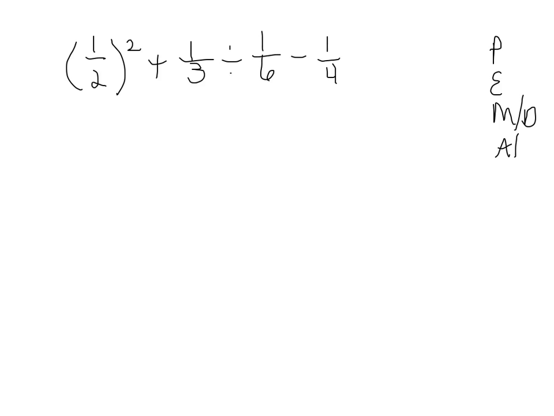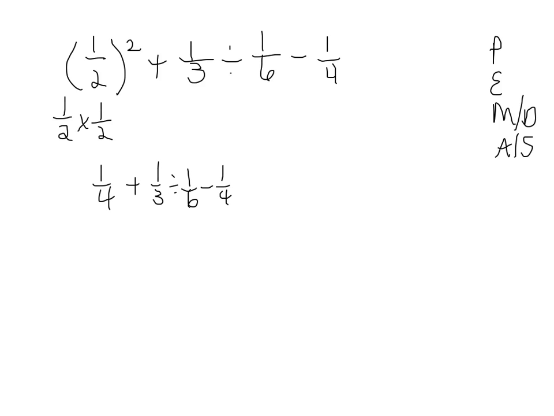Half squared. What's next? Plus a third. Divided by 1/6 minus 1/4. Is that it? Yeah. Okay, PEMDAS. Parentheses or exponents. Is there anything to do in the parentheses, or are they just putting it as half? Okay, so exponents. Half squared is the same thing as saying a half times a half, which is 1/4. Copy everything down. 1/4 plus 1/3 divided by 1/6 minus 1/4.